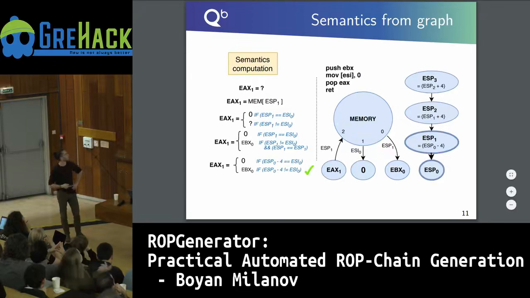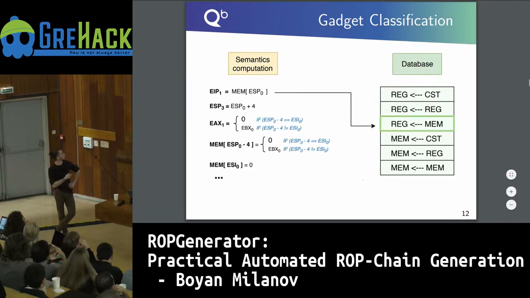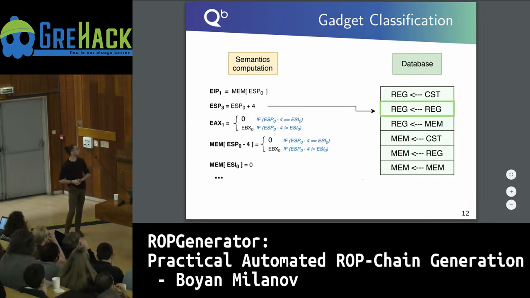So once you've computed all the semantics for the gadget, you can just add an entry for this gadget in the big gadget database. So, for instance, you have the dependency for the instruction pointer, EIP, is equal to memory at address ESP0. This is from the return instruction, actually. And so you will add an entry in the database for EIP equals memory at ESP. Then you have ESP3 equals ESP0 plus 4. So you will add an entry in the database for ESP equals ESP plus 4.